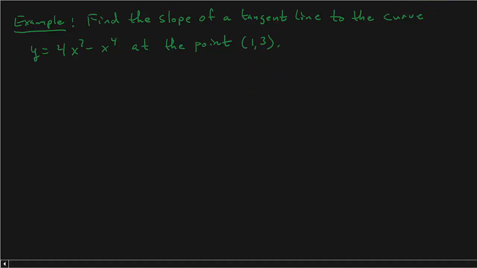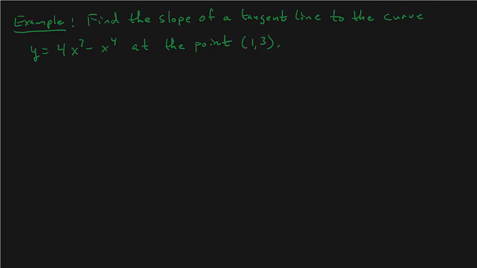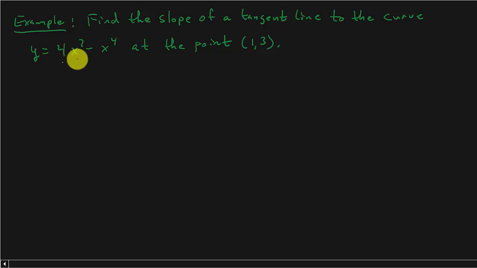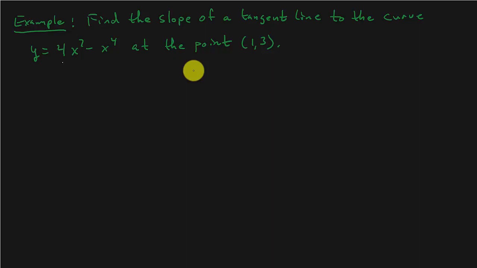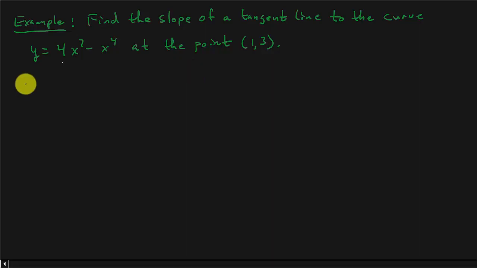Okay, so to find the slope of a tangent line, you take the derivative. The derivative is a rate of change. So we take the derivative of our function here, and then we evaluate the derivative at that point, and that gives us the slope of the tangent line. So let's go ahead and find the slope of the tangent line, and then I'm going to sketch it out and show you what it looks like.